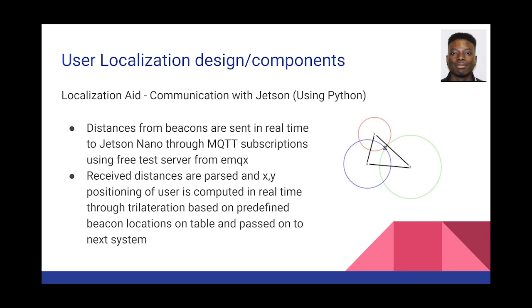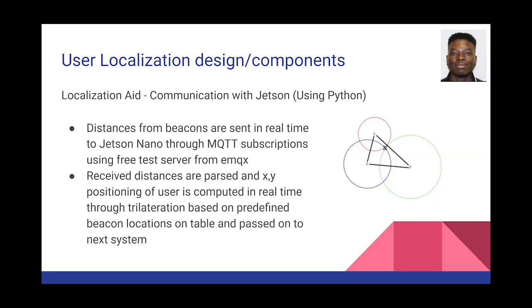Like earlier mentioned, we have 3 beacons. The current goal is that the beacons are going to be positioned on the table at strategic points, and then based on the distance received from each beacon to the user's phone, we're able to design spheres or circles of interval. And like you can see in the diagram, the intersection of those spheres or circles will give you the user's position at every single time.